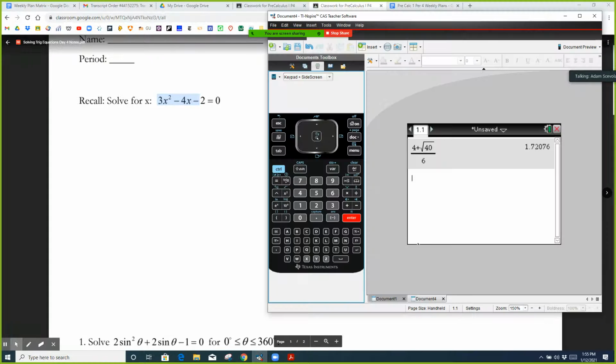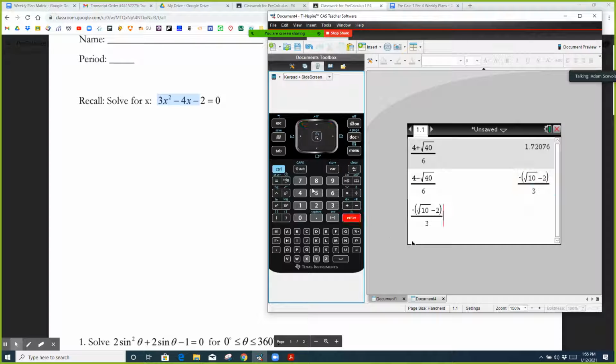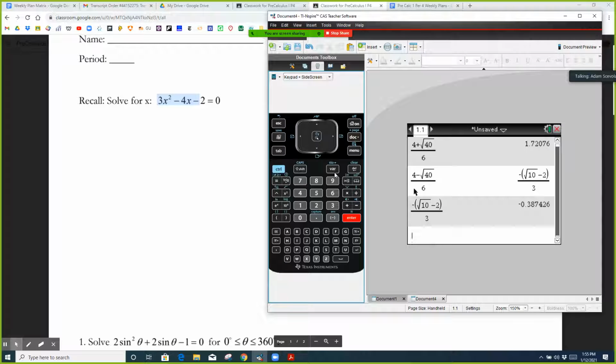And then the other solution would be the difference, 4 minus root 40 over 6. Right? If I just hit enter, it's going to simplify it. But if I want to get it as a decimal, I'll hit control enter. Control enter gives me that approximated equal, and I get negative 0.387.